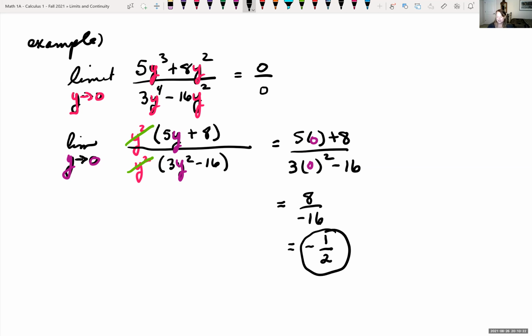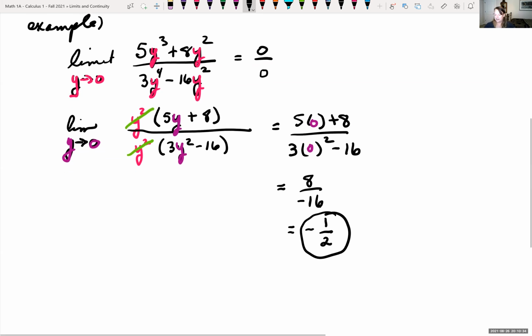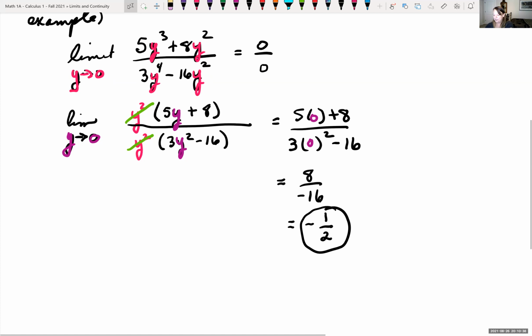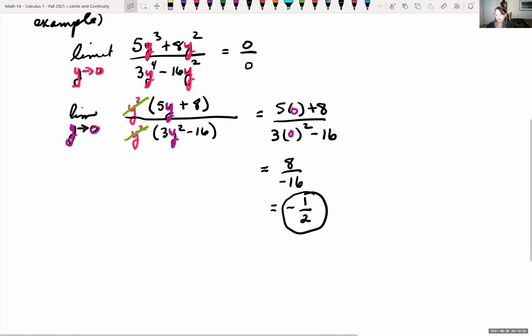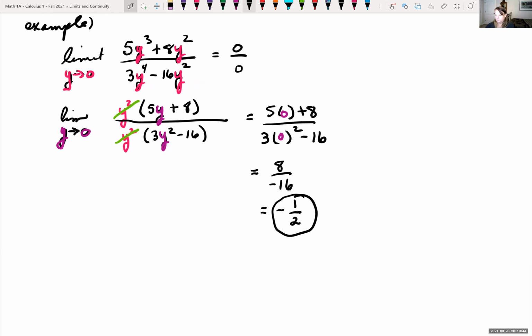So if you get something where you have 0 over 0, that's an indeterminate form that doesn't tell us anything about the limit. And we've got to manipulate it so we can figure out what's going on. As in this case, y is getting closer to 0. What is that value we're going to get closer and closer to, which would in this case be negative 1/2. So any questions on that example?